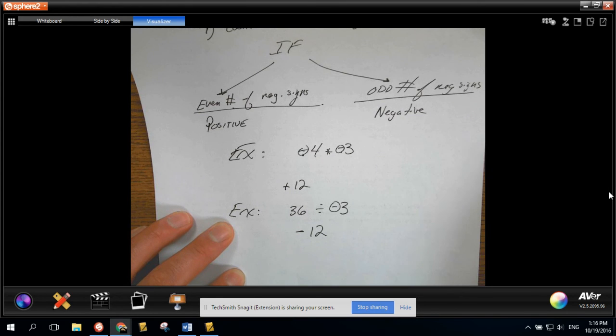Okay, so just a real quick refresher there on how we decide if my answer is going to be positive or negative when we're multiplying or dividing numbers. And really important to remember here, guys, multiplying and dividing have different rules than adding and subtracting. So please do not confuse those two.